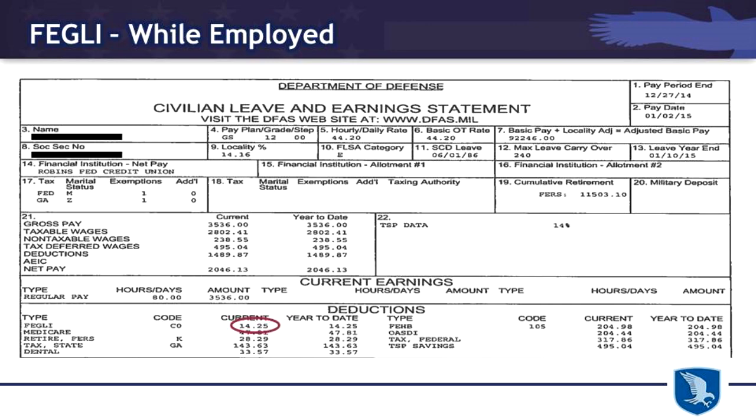Now you have to watch. Sometimes you'll have FEGLI mentioned several times on this one document. You'll need to add those up and understand the different types of FEGLI. Many pay stubs have the word FEGLI optional, or sometimes it'll have the letter A or B or C, so you know the different components of FEGLI. But take a moment, have that pay stub, and make sure you understand the deductions and what's coming out.